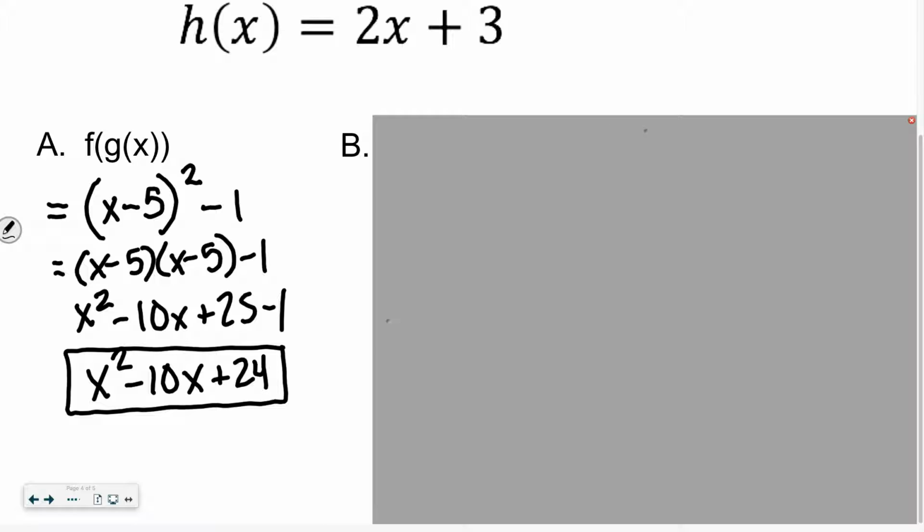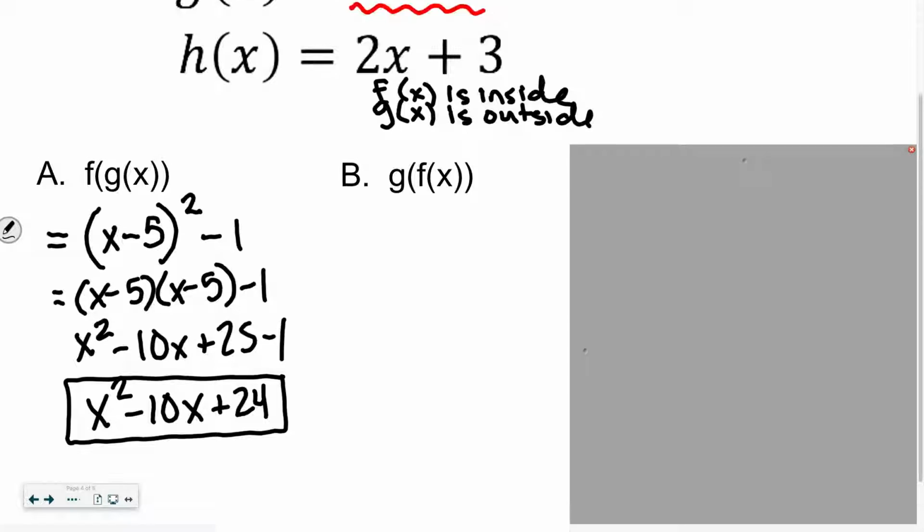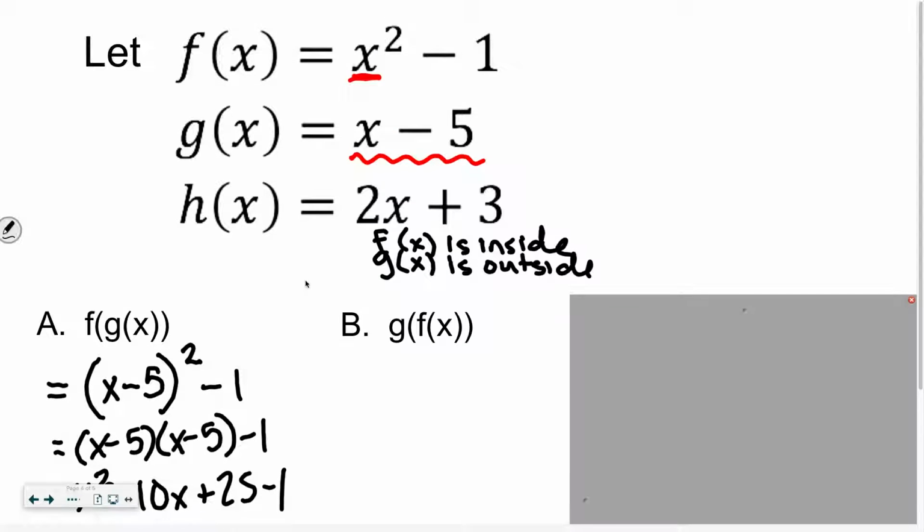All right, let's try another one. So this time we're going to switch the order. We're going to do g of f of x. So now g of x is on the outside, and f of x is on the inside. So it means I'm going to scroll back up. I'm going to take my f of x, which is x squared minus 1, and I'm going to put x squared minus 1 where I see x in g of x.